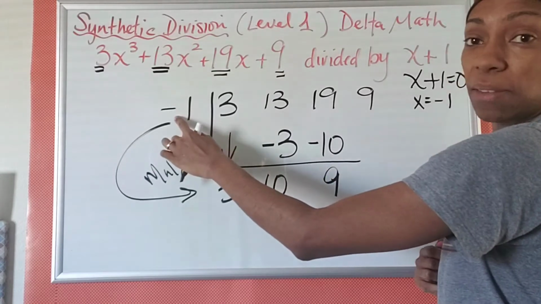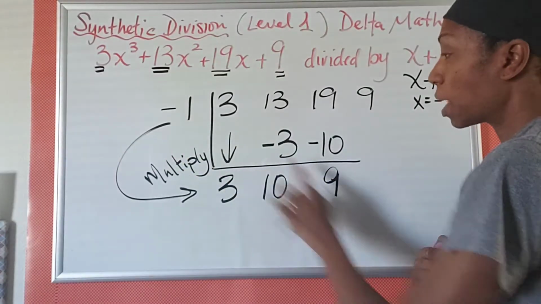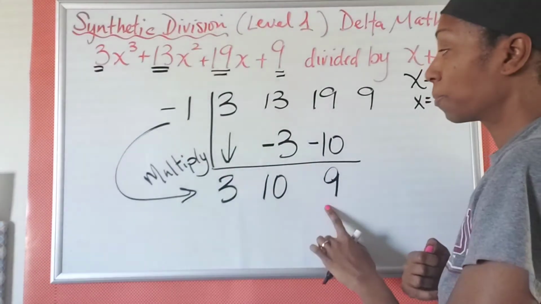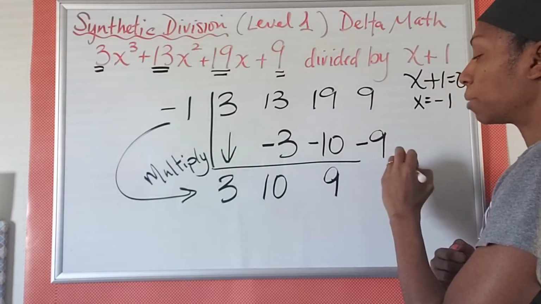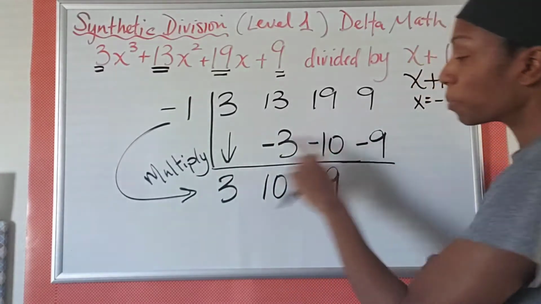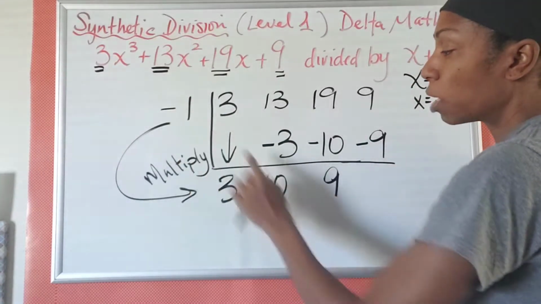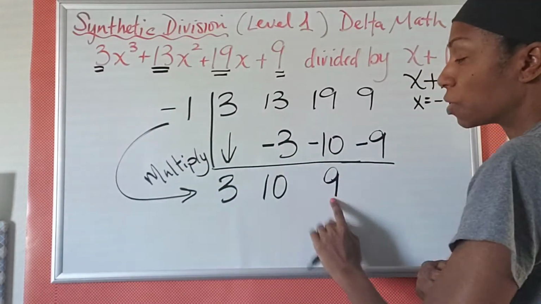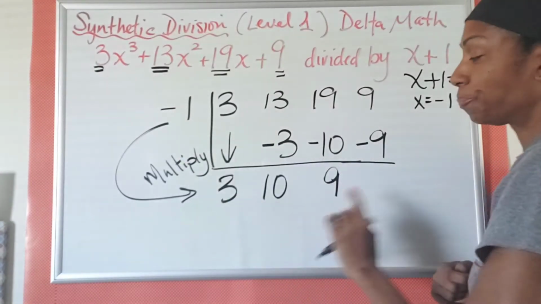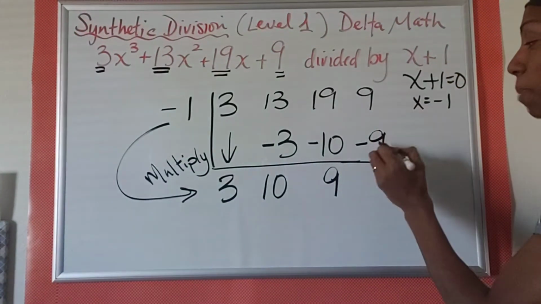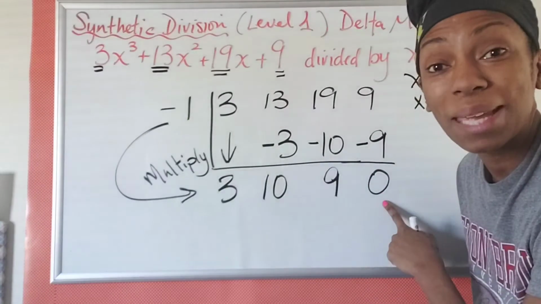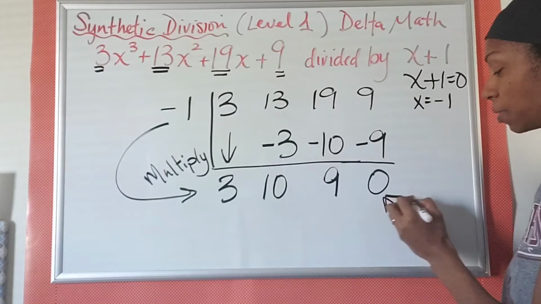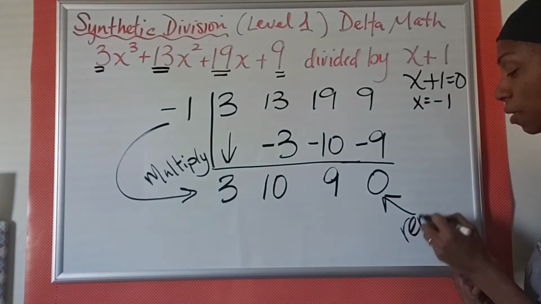Then we do -1 times 9. That gives us -9. So to get these numbers, we're just multiplying all of our answers by -1. And what's 9 minus 9? 0. The last number is your remainder. So guess what? Our remainder is 0.